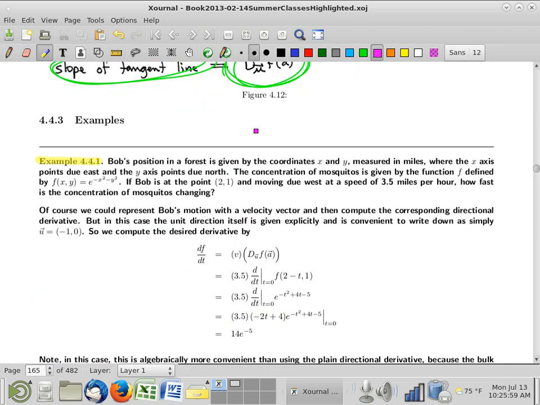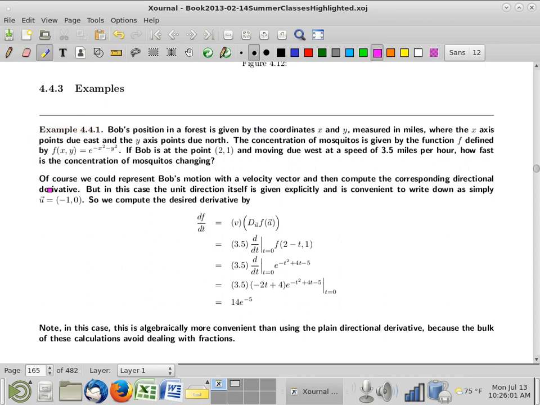Okay, here's a little silly real world scenario. Our friend Bob is walking around in the forest, and there are mosquitoes everywhere. That's annoying. Specifically, there's a pond somewhere, and those mosquitoes are breeding in the pond, as they will do. Here's a function that tells us mosquito concentration as a function of position. There's a pond at the origin, and then this decaying concentration: a lot of mosquitoes around, a few nearby, and not as many further away.